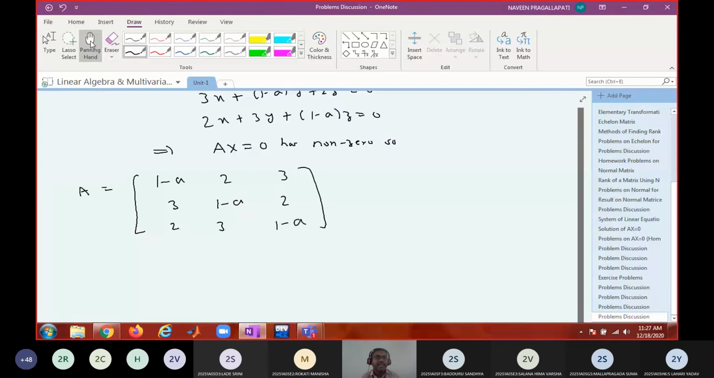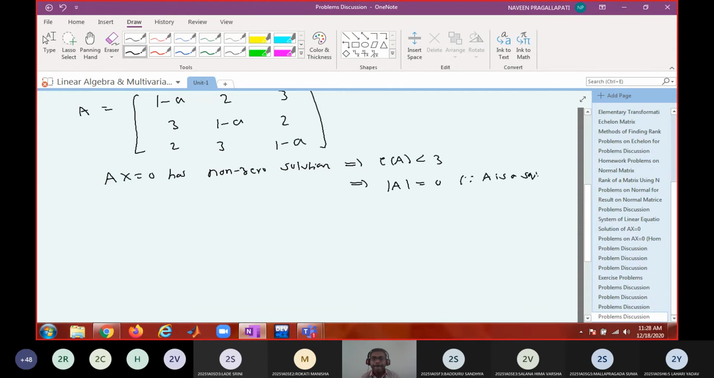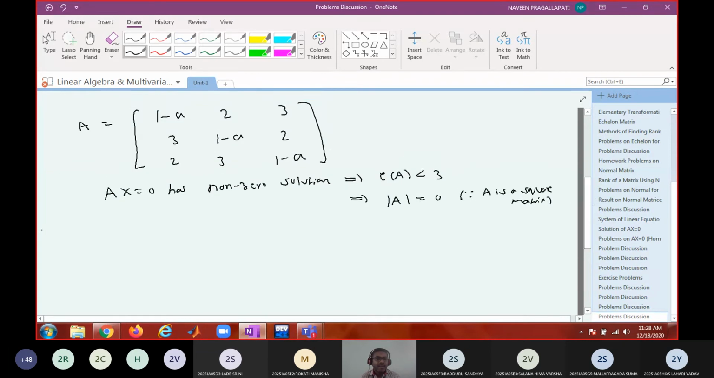Let me write separately here. Ax equal to 0 has a non-zero solution means what? It implies rank of A is less than 3. This implies that determinant of A equal to 0, because again it is a square matrix. So put the determinant equal to 0 again and find the values of a.